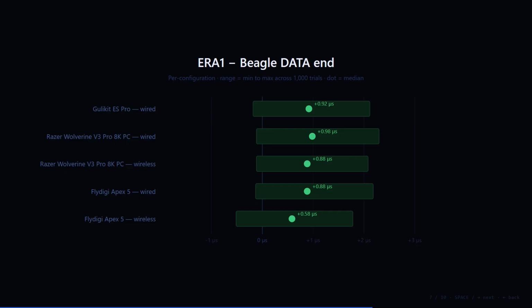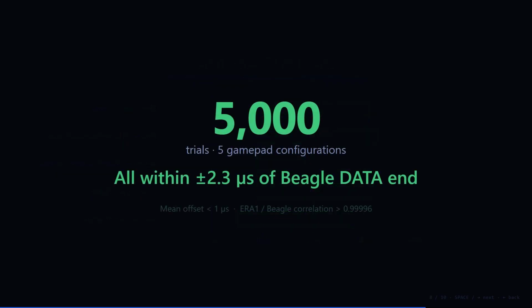Across all 5 configurations, ERA1 was between minus 0.5 and plus 2.3 microseconds relative to Beagle data, 5,000 trials, all within plus or minus 2.3 microseconds of a hardware USB analyzer. The correlation between ERA1 and the Beagle is greater than 0.99996. ERA1 does not just average close to the reference, it tracks the same trial-by-trial variation the Beagle sees. Based on this dataset, ERA1 supports a conservative accuracy specification of plus or minus 5 microseconds.